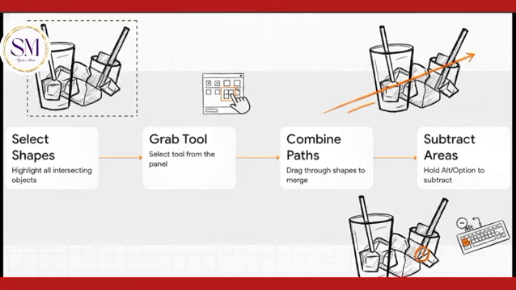Here's the trick. Select all your intersecting shapes, the cup, the straw, the ice cubes. Grab the Shape Builder tool. Now, just click and drag through different segments to instantly combine them into a single shape. And here's the best part. If you hold down the Alt or Option key, the tool turns into a minus. You can now click on specific overlapping segments, like the part of the ice cube crossing over the straw, and just instantly subtract it. You're literally sculpting the paths until you have a perfectly layered design.